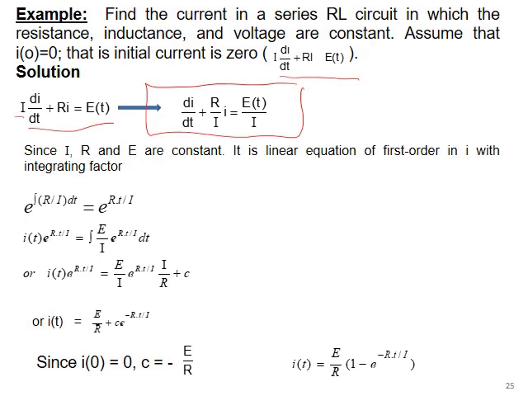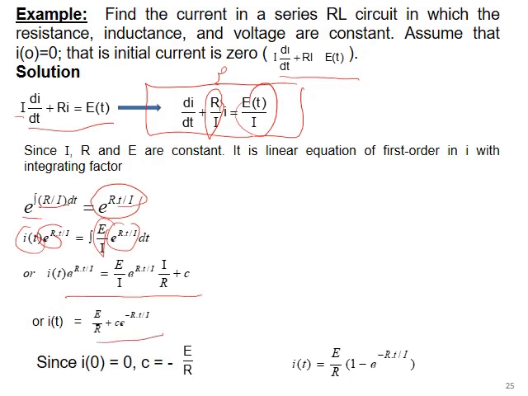This is linear. This is my p. I will integrate and take the exponential. We got this formula. Then the current times the exponential equals the right hand side times the exponential. We integrate, we get up here. Then simplify by dividing by this exponential. We find the final equation.